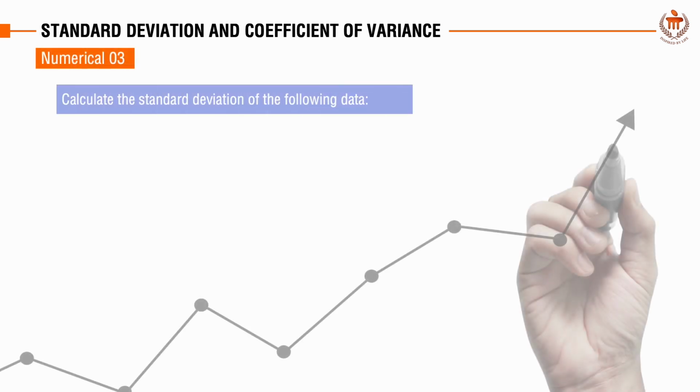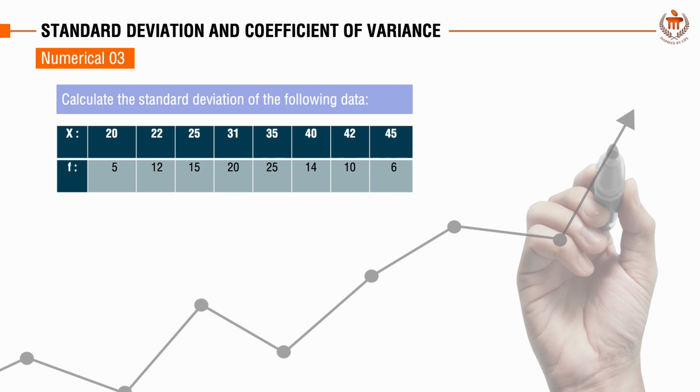Okay, now here we need to calculate the standard deviation of the following data. Here we have some X values, and frequency is talking about how many times that value is repeated. The X values are 20, 22, 25, 31, 35, 40, 42, 45. So in this question, we need to calculate the standard deviation for the following data, where the X and F values are given to us. X are basically the values, and F is the number of times that value is repeated.